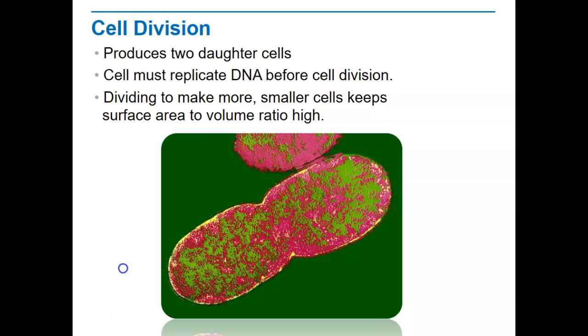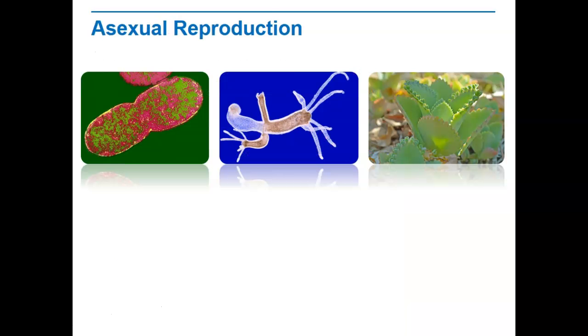All right, now there's two types of reproduction. The first one is asexual. And anytime you put the letter A in front of a word, this in biology and in the Latin means not.